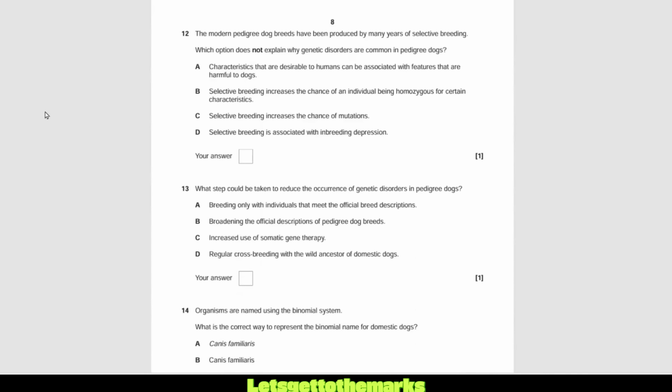Right, question 12. The modern pedigree dog breeds have been produced by many years of selective breeding. Which option does not explain why genetic disorders are common in pedigree dogs? A, characteristics that are desirable to humans can be associated with features that are harmful to dogs. B, selective breeding increases the chance of an individual being homozygous for certain characteristics. C, selective breeding increases the chance of mutations. D, selective breeding is associated with inbreeding depression. Which option does not explain why genetic disorders are common?